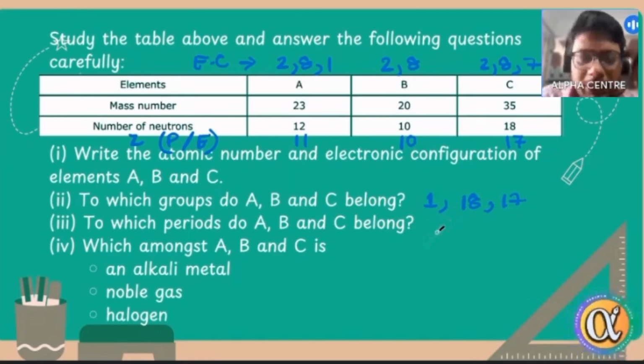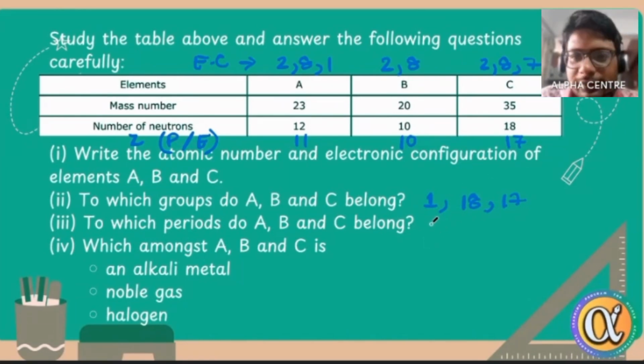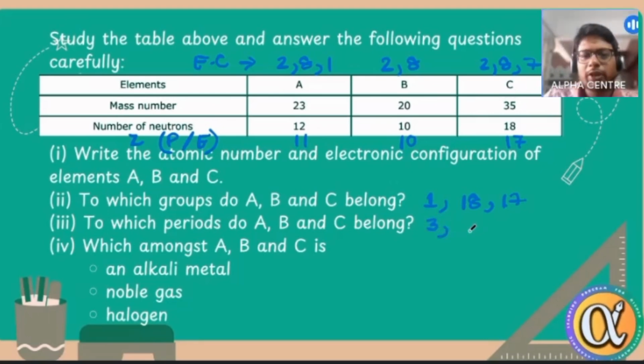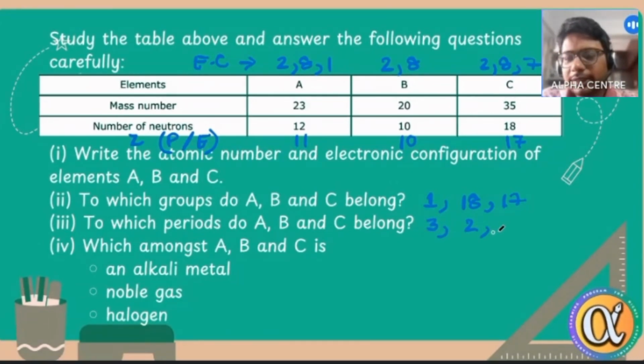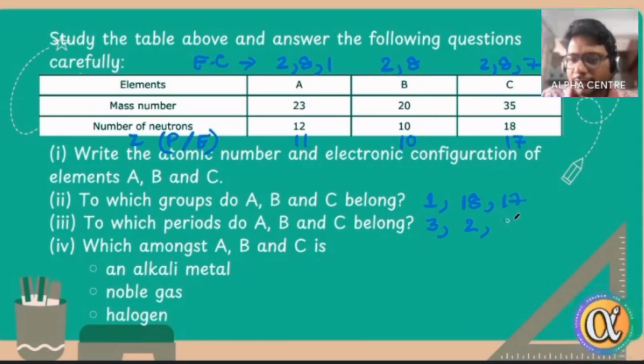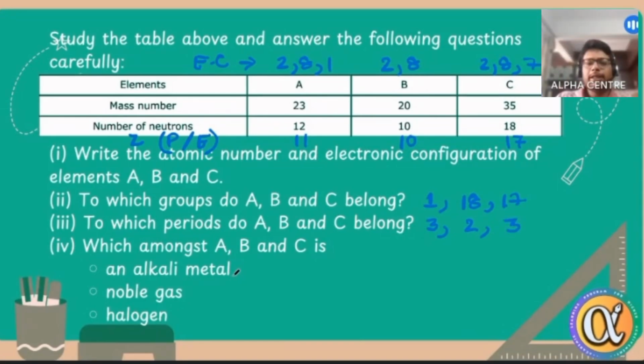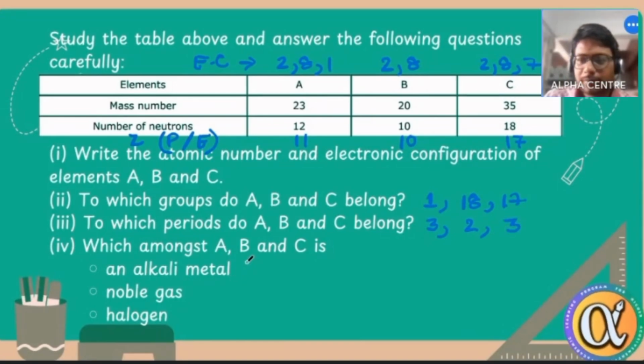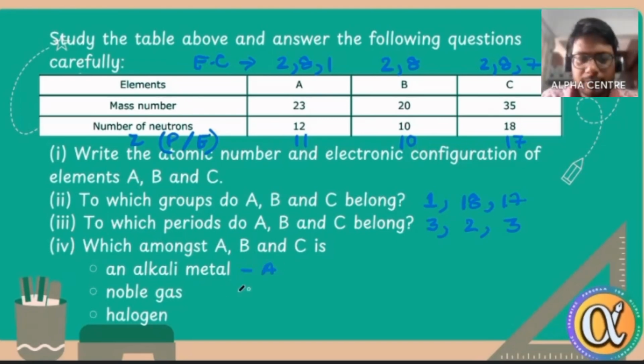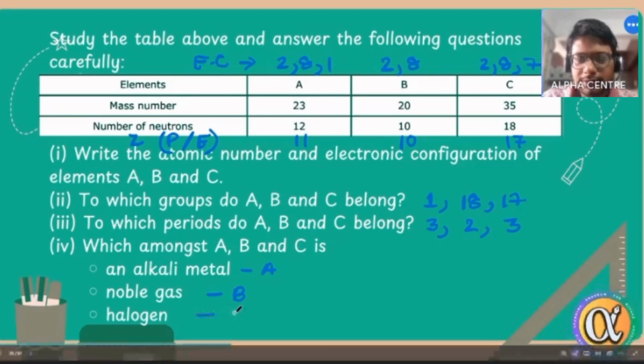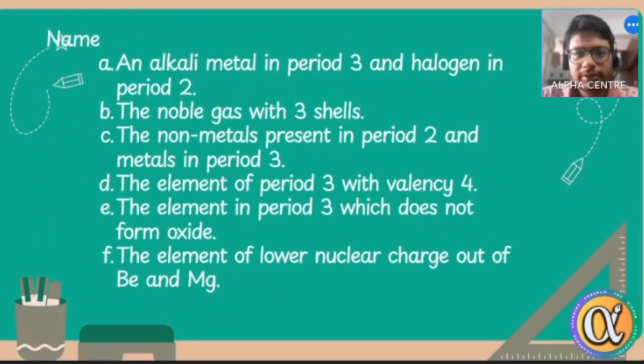To which period do A, B, C belong? A belongs to period 3. B belongs to period 2. And C belongs to period 3 again. Which among A, B, and C is an alkali metal? A. Is a noble gas? B. Is a halogen? C. Okay, just a few more.